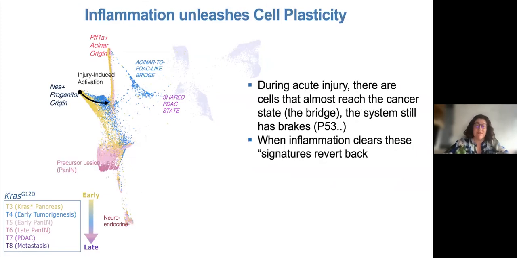But the big surprise to us came when we looked at the pannons, when we looked 3 weeks later and 5 weeks later, when the inflammation clears, and it seems like the signatures actually revert back and become farther away from a cancer-like state. And again, this is all validated with metrics in the high dimensional space as well.